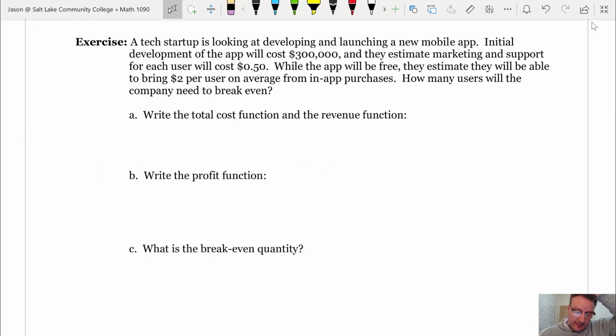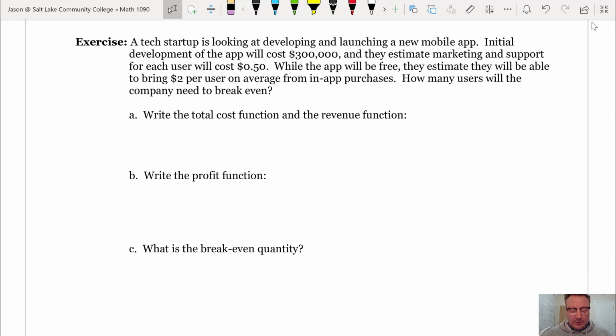First exercise. A tech startup is looking at developing and launching a new mobile app. Initial development of the app will cost $300,000, and they estimate marketing and support for each user will cost 50 cents. While the app will be free, they estimate they will be able to bring in $2 per user on average from in-app purchases. How many users will the company need to break even?